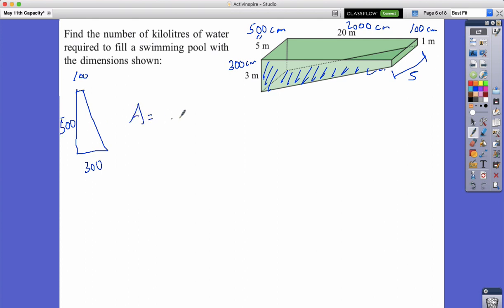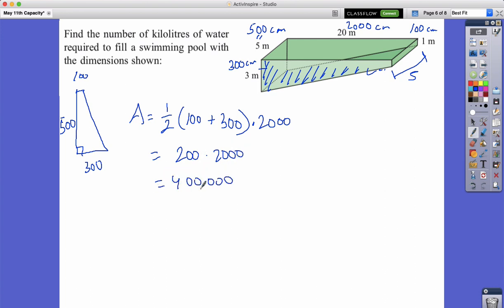So the area of a trapezoid, recall this is a right angle, is half base 1 plus base 2, times the height of the trapezoid, not the height of the prism, the height of the trapezoid, which is 2,000. So it's going to be half of 400, which is 200, so 200 times 2,000 gives me 4 with 5 zeros. That's 400,000 square centimeters. So the volume is the area of the base times the height of the prism, which is 500 centimeters.